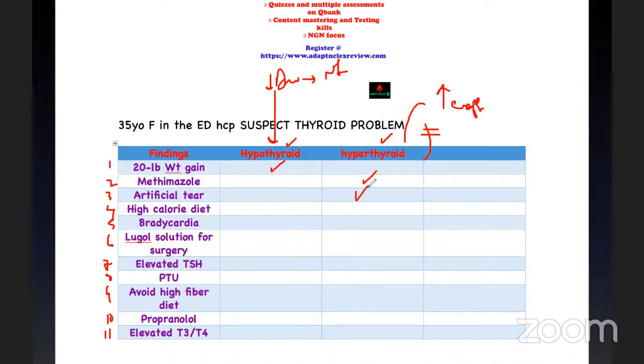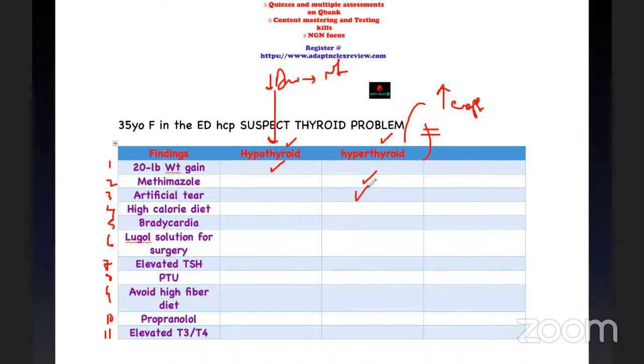Who has elevated TSH, who needs PTU, who should avoid a high fiber diet, or who you should prescribe propranolol, or elevated T3, T4, right? So plus propranolol, plus PTU, plus methimazole, right? That means you're giving them to the patient.